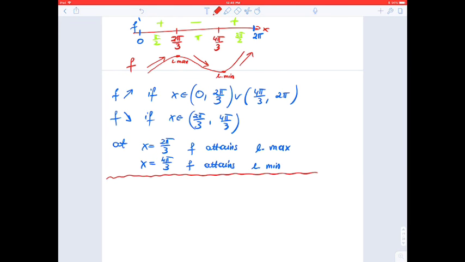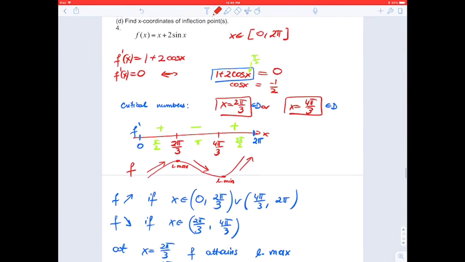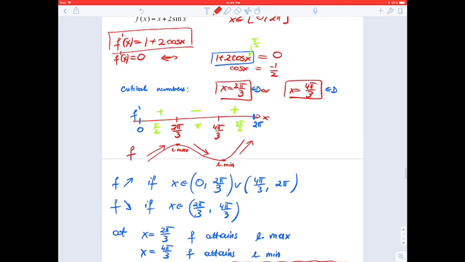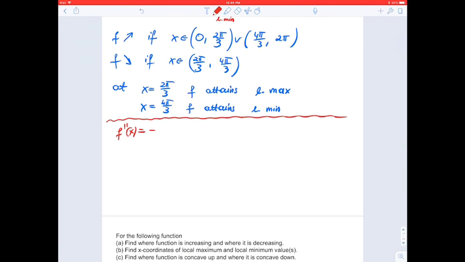Okay. Now let's look at the second derivative. Maybe we can get the concavity. We need the second derivative. That's the first one, 1 plus 2 cosine of x. Derivative of 1, of course, is 0. 2 cosine of x will be negative 2 sine of x. And the second derivative is 0 if and only if negative 2 sine of x is 0. Dividing by negative 2, I have sine of x is 0. For what angle is sine of x 0? For 0, pi, and 2 pi.